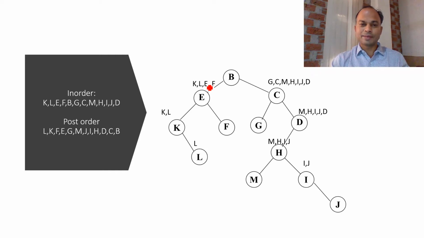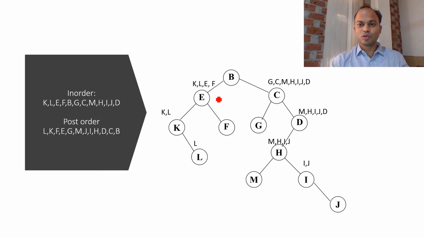After finding the left subtree and right subtree, we have to find out the root of the left subtree. The left subtree is K, L, E, F. We have to refer to the post-order sequence of K, L, E, F. This is L, K, F, E. So E is the last value of the K, L, E, F sequence, and it is the root, because in the post-order the last value is always the root. We have determined the root.